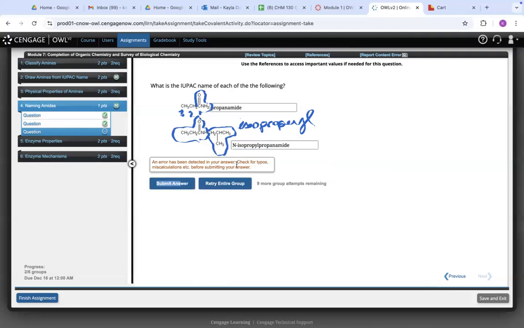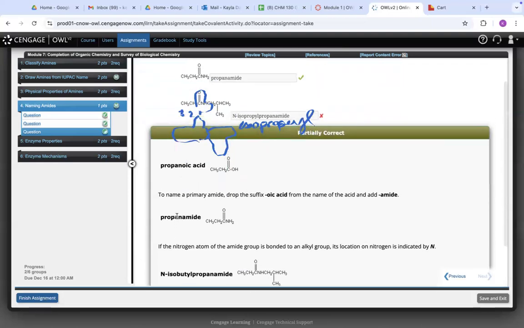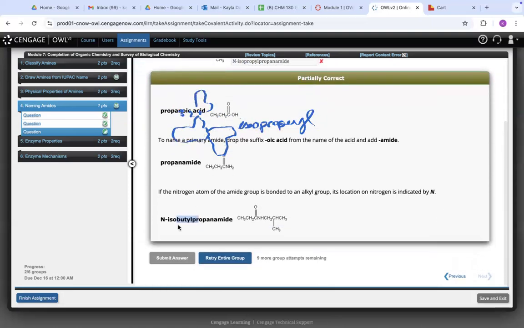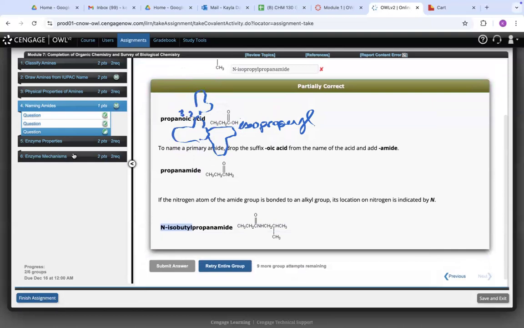What did I spell wrong? 1, 2, 3. It's definitely isopropyl. What did I do wrong? Prop and amide in isopropyl. Okay, we'll just see what it wants. Isobutyl? Oh man, I did not know that existed. Okay, well, if you get this one, I lied, it's not isopropyl, it's isobutyl. Oh my God. Okay, well, hopefully this helps you if you get that one.